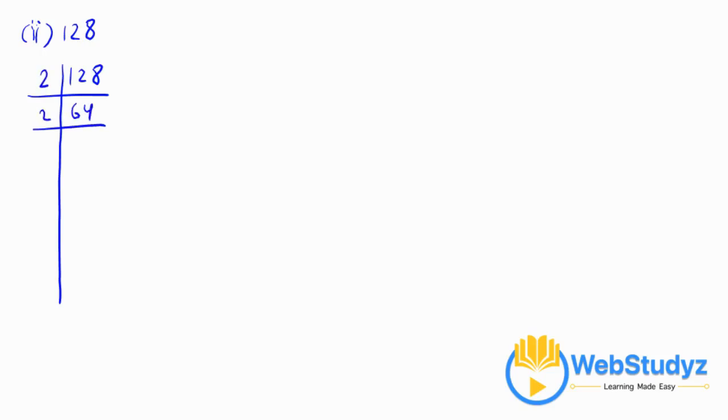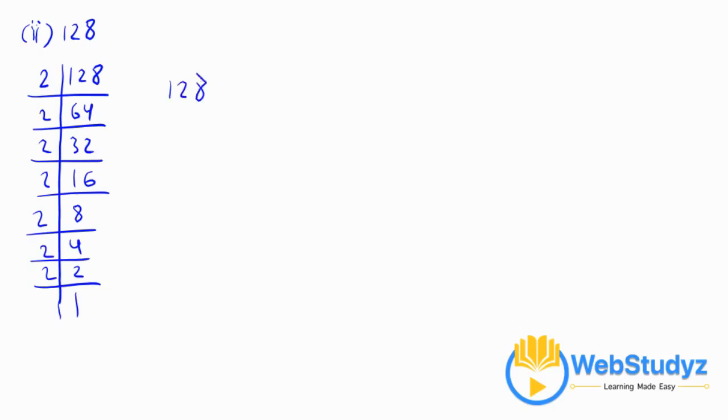Move on to the second one, which is 128. So taking the LCM of 128, dividing it by 2, we get 64. Again dividing by 2, we get 32. Again dividing by 2, we get 16. Again 8. Again 4. Again 2. Again dividing by 2, we get 1.